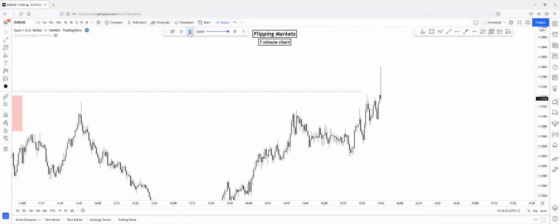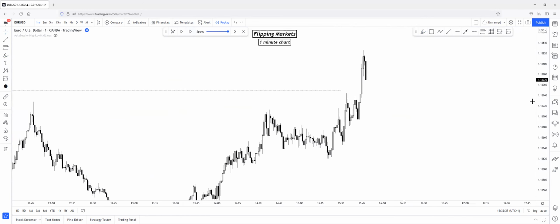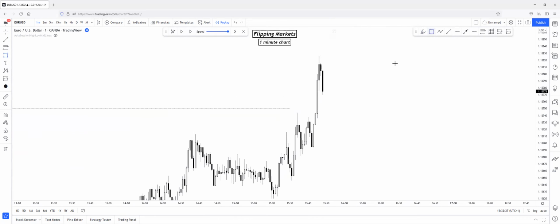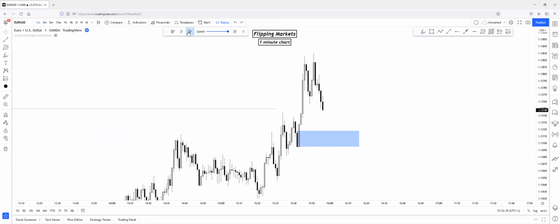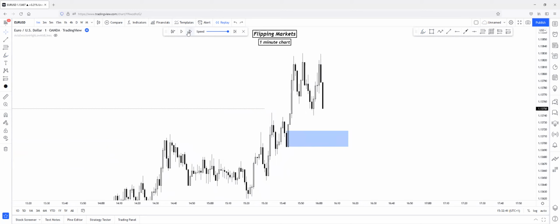Okay, small pullback. And actually the sweep happened, as you can see. And this was the last demand zone that created the sweep and the break of structure to the upside. Let's play price forward. Price swept this liquidity line, as you can see. Let's see what happens next.